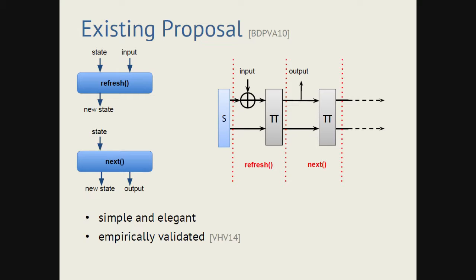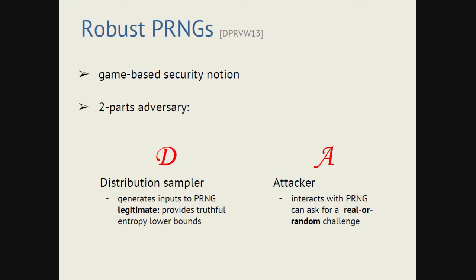The advantage of this is that it is very simple and elegant. It uses the basic structure of a sponge, and it has already been empirically validated in some further work. But the question we will be looking at now is what can we say about the provable security of this construction? And for that, we first, of course, need a security notion. Luckily, there is already one, which is due to Dodis et al. From the same paper that I already told you about.